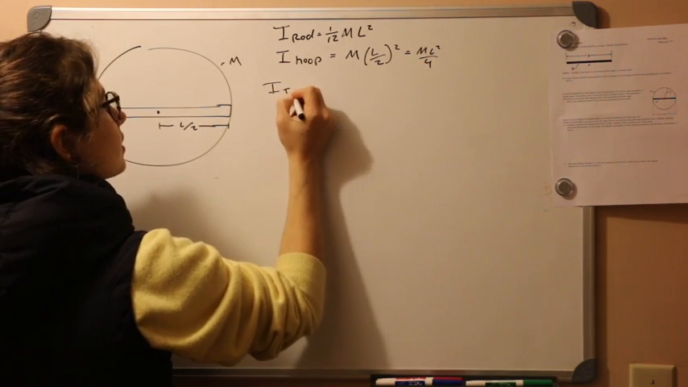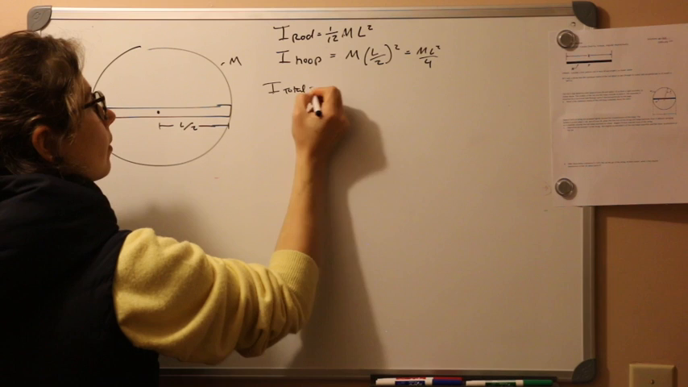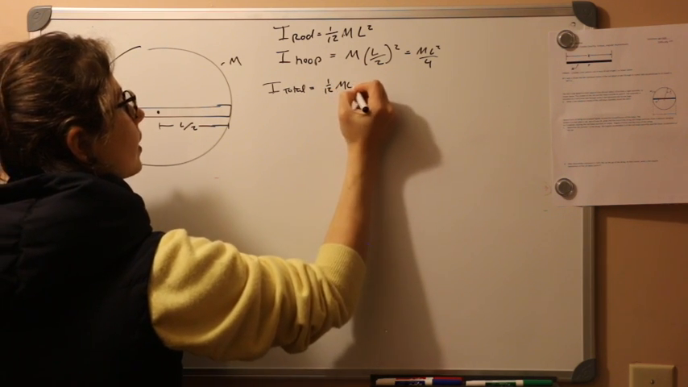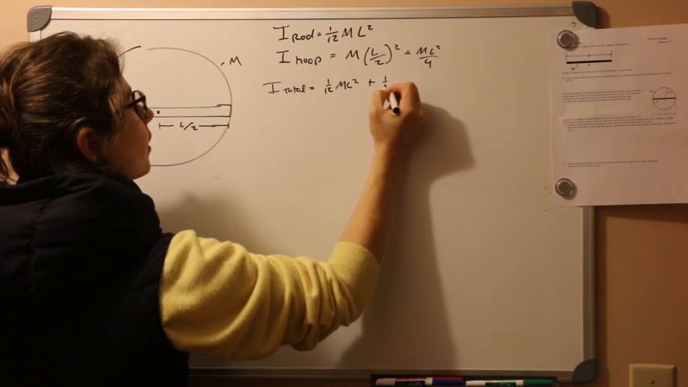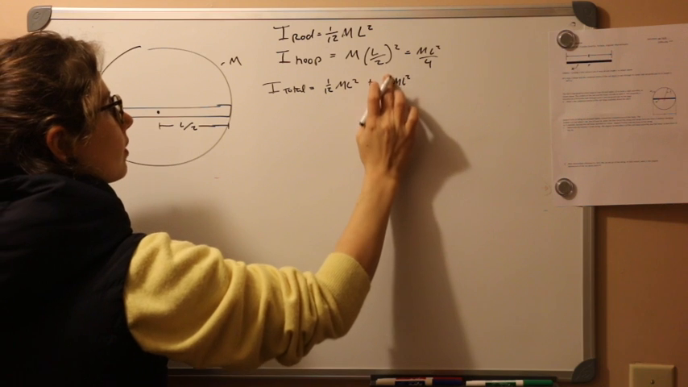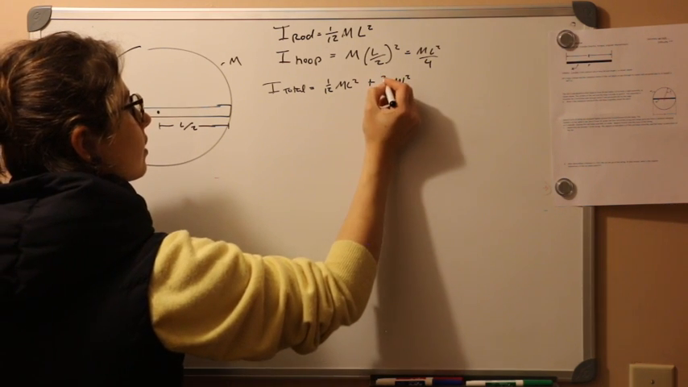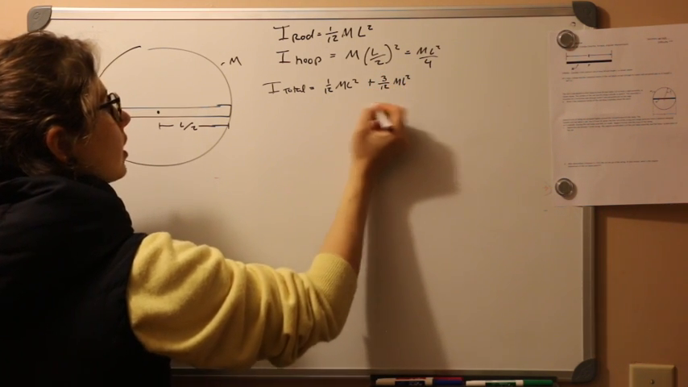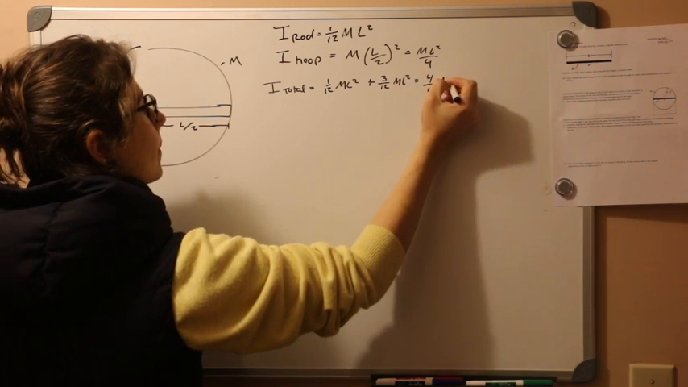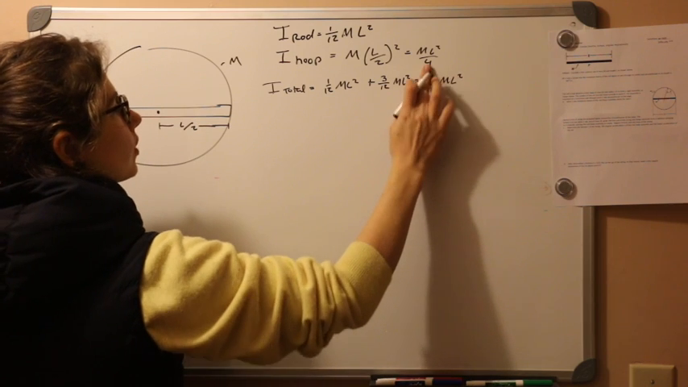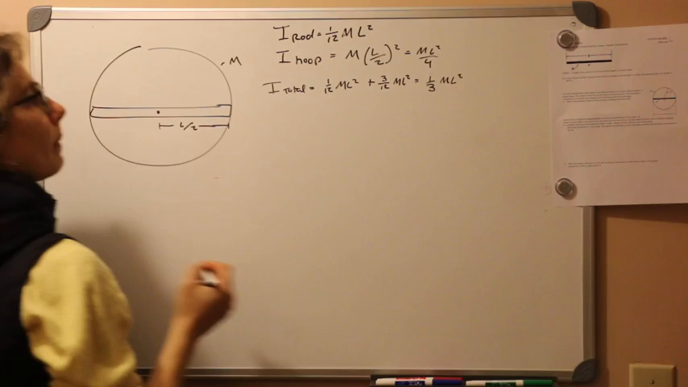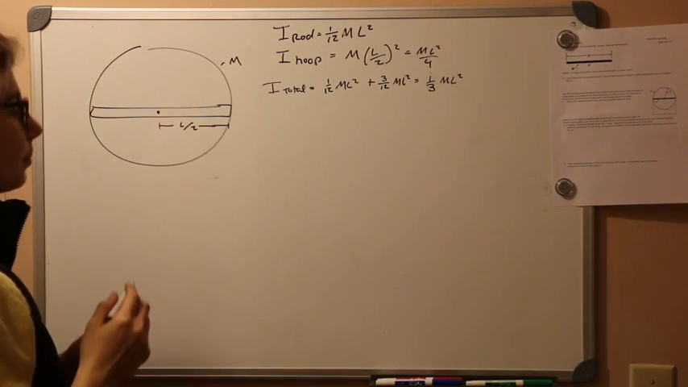So our I total for this assembly is going to be 1/12 L squared plus 1/4 L squared. So 1/4 can be written as 3/12. This is going to give us 4/12 L squared. But we know that we can rewrite 4/12 L squared as 1/3 L squared. So that's now our I value for our system.